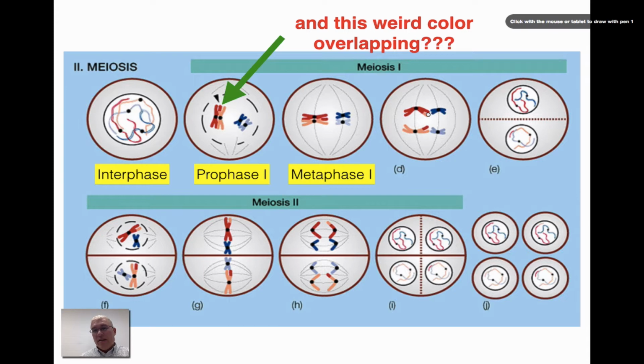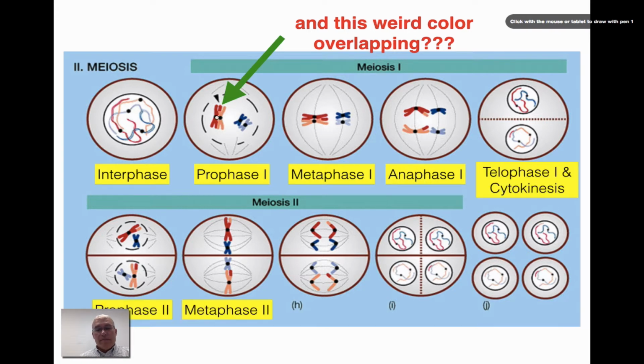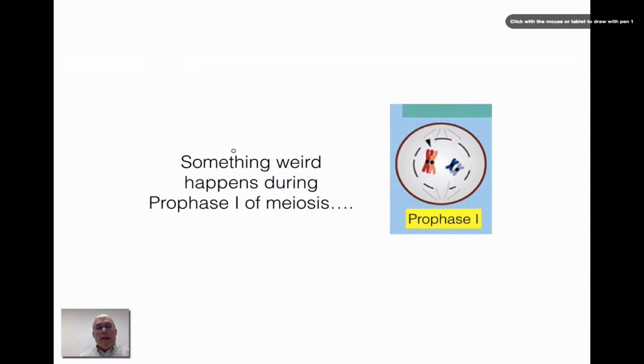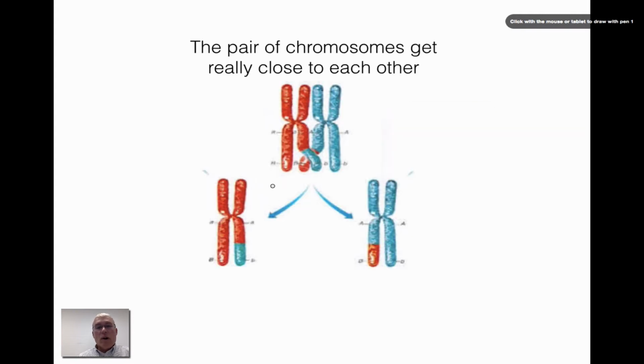It's kind of a little bit easier to see here. So this chromatid here on the bottom's got a little bit of tan on it, and this chromatid here at the top has a little bit of red on it. So they have traded genetic material, all right? And that happens during prophase 1. All right, so this weirdness that's happening during prophase 1 is called crossing over.